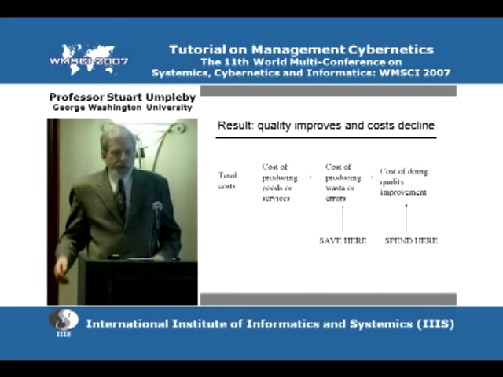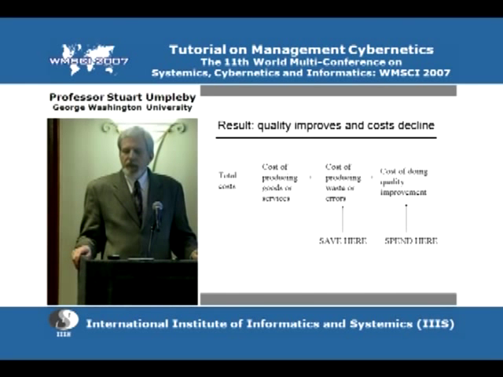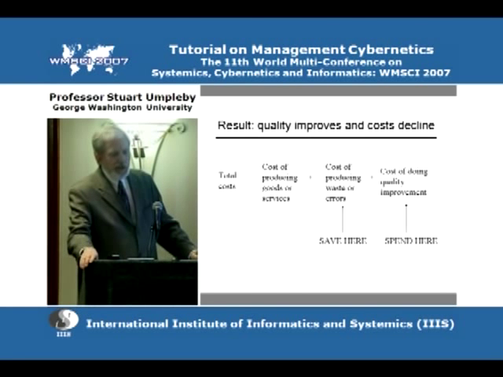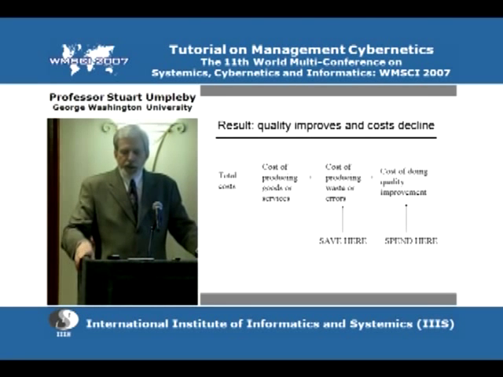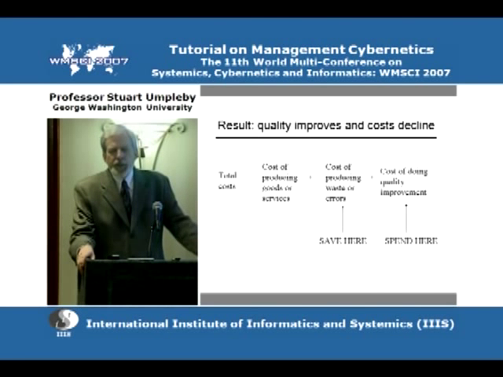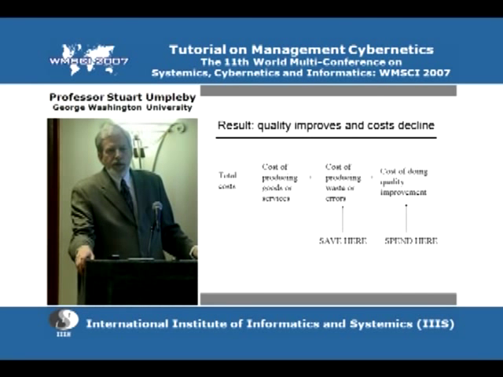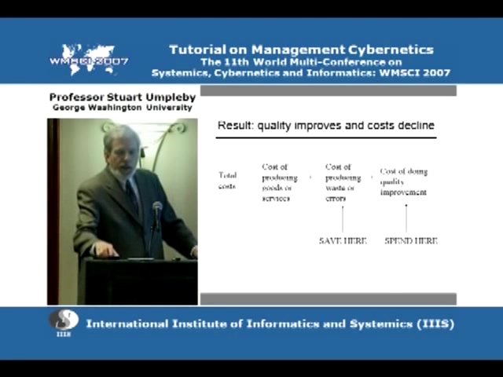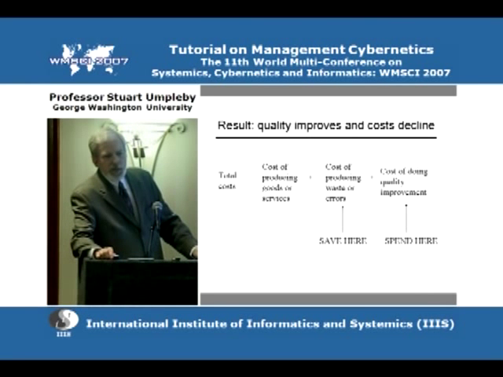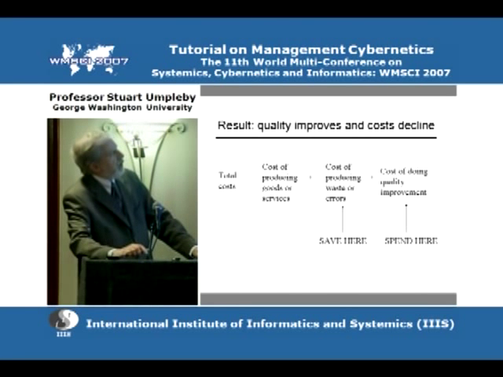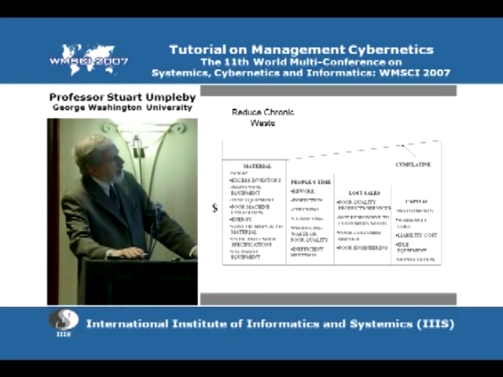Now let me say just a little bit about cost and return, because that's what causes these efforts to not be continued, a point that I made earlier. There was a time during the 80s and 90s when many organizations started a quality improvement program, and after a few years, they canceled it. And the reason was, I think, they didn't understand the cost and the way things work. So think of your total costs as the cost of producing goods or services, the cost of producing waste or errors, which I'll explain in a minute, and the cost of doing quality improvement. And the idea is that you spend here and save here.